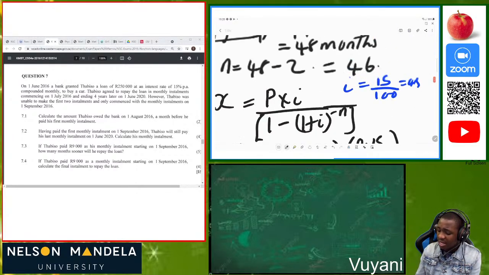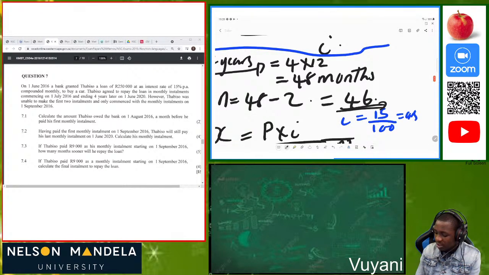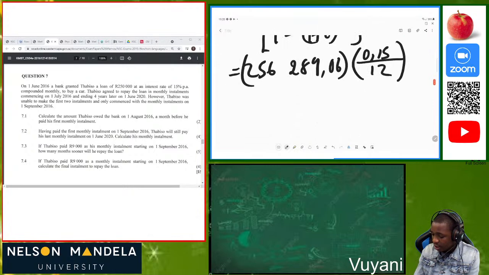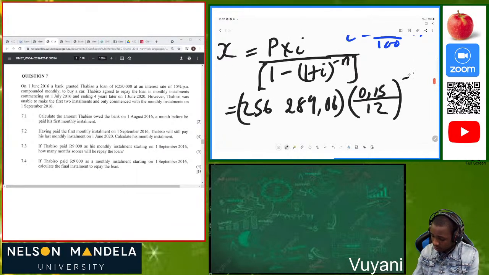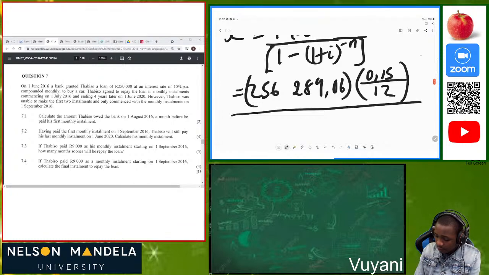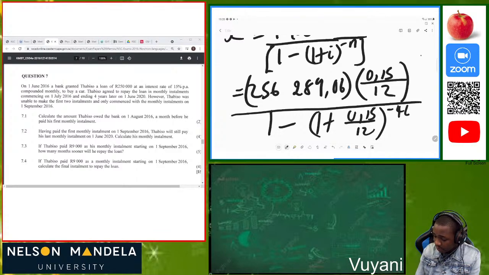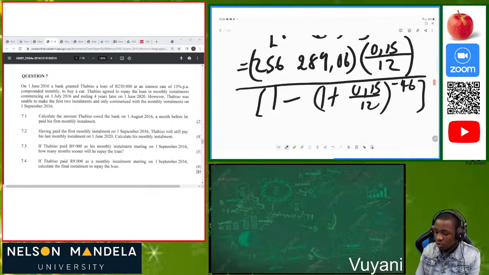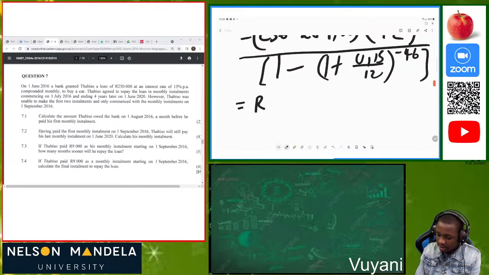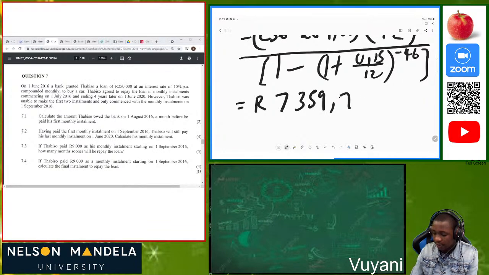Then what is our period? The period is going to change to 46, since for the first 2 months he didn't pay. So we write negative 46. Then we come downstairs: here we have 1 minus (1 plus I). Our I is still 0.15 divided by 12. And our N is negative 46. Then you use your calculator to find the value of X. Using my calculator, I end up having 7,359.79 per month.